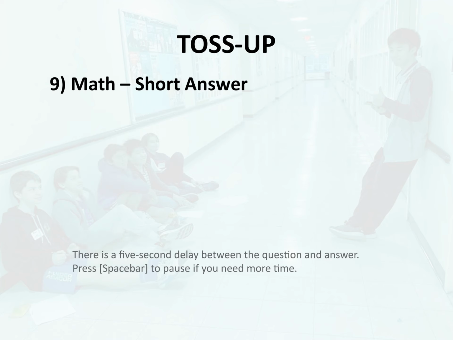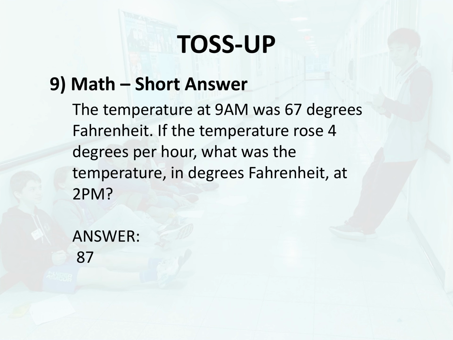Toss-up 9. Math, short answer. The temperature at 9 a.m. was 67 degrees Fahrenheit. If the temperature rose 4 degrees per hour, what was the temperature, in degrees Fahrenheit, at 2 p.m.? Answer: 87.